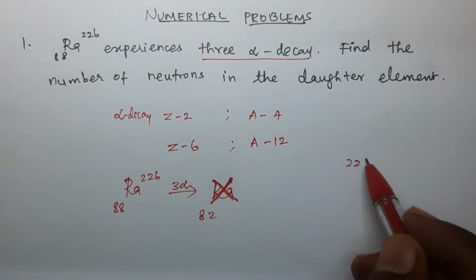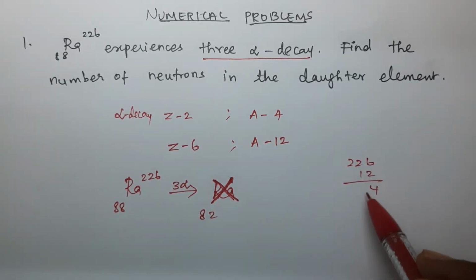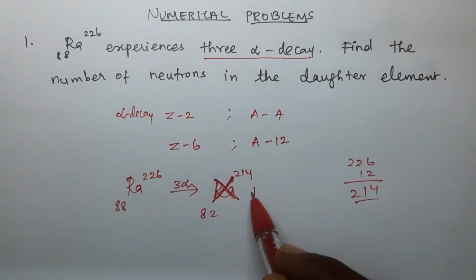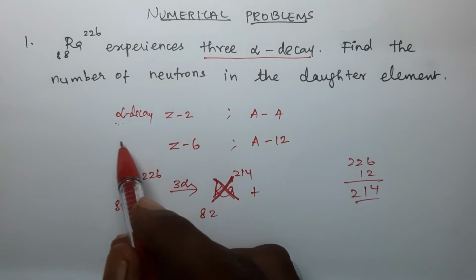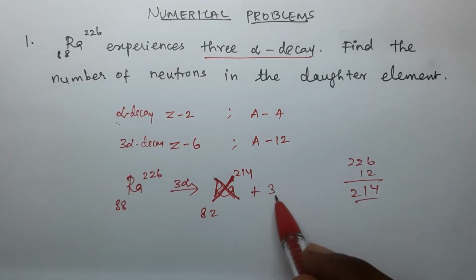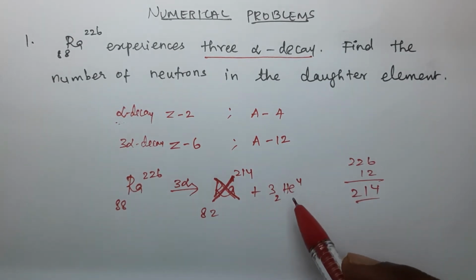So 226 minus 12: 6 minus 2 is 4, 2 minus 1 is 1, then 214. Then plus 3 alpha decay. So 3 alpha decay represents 3 helium particles, 3 He4. So 2He4 is nothing but helium.